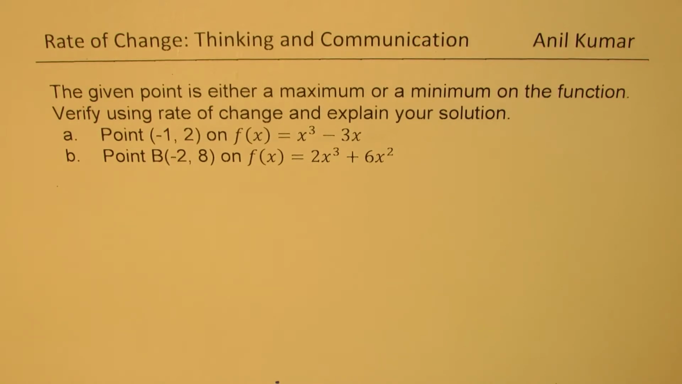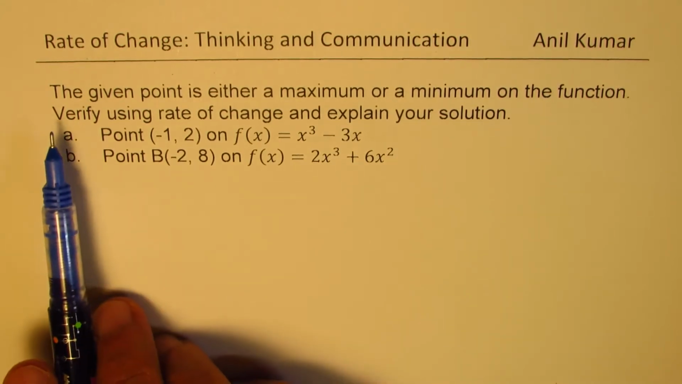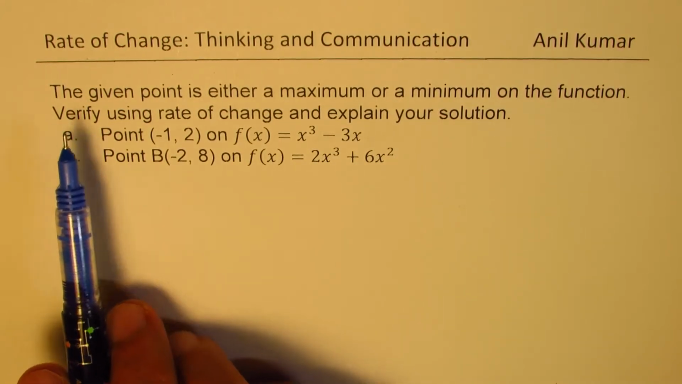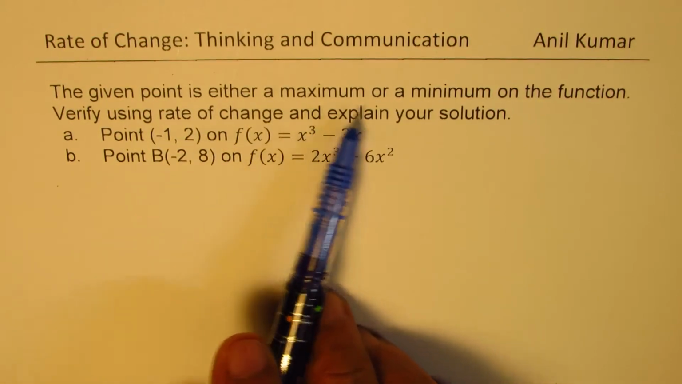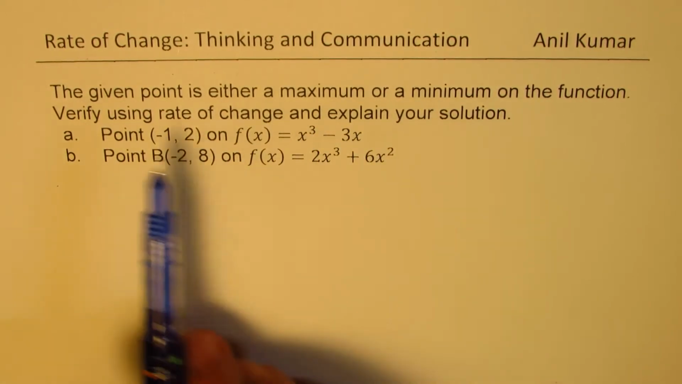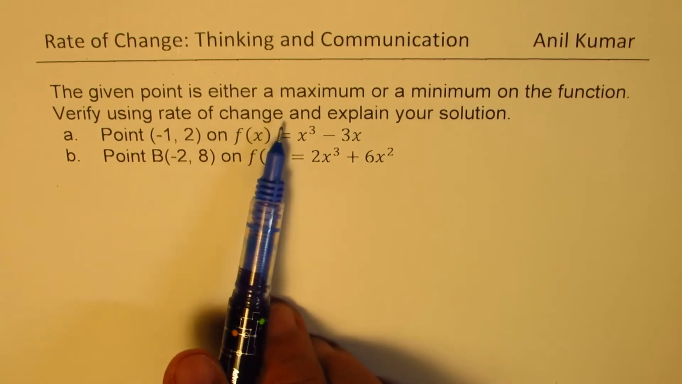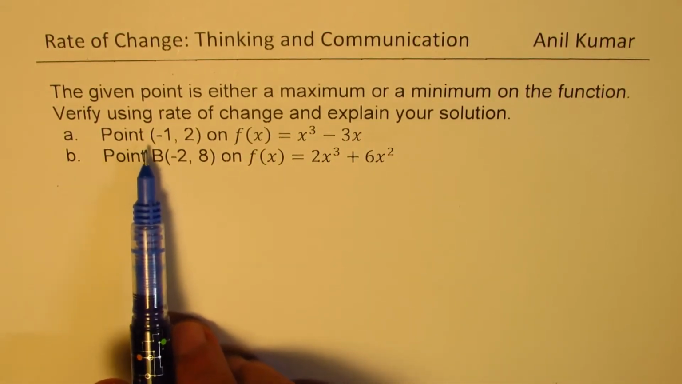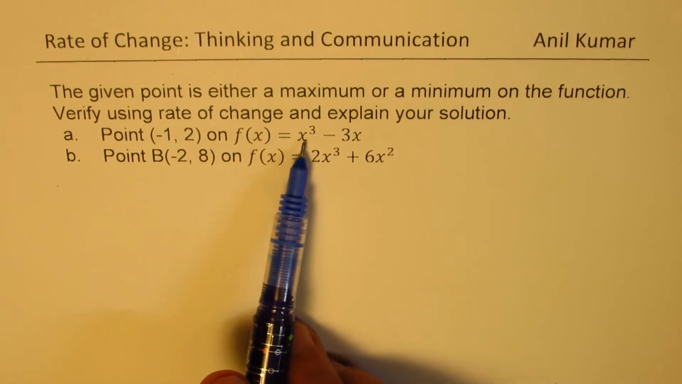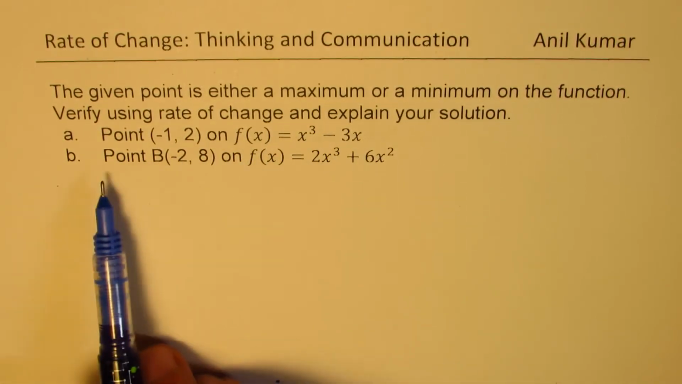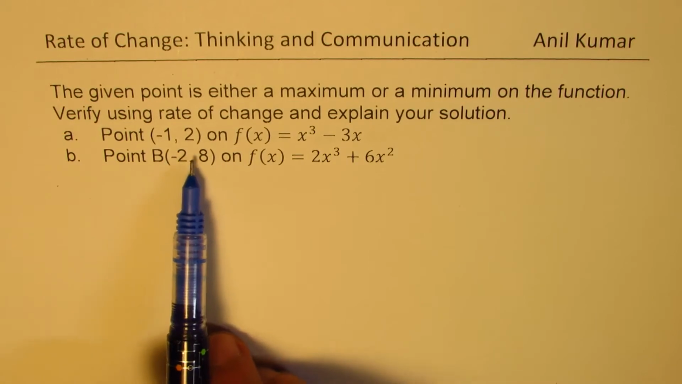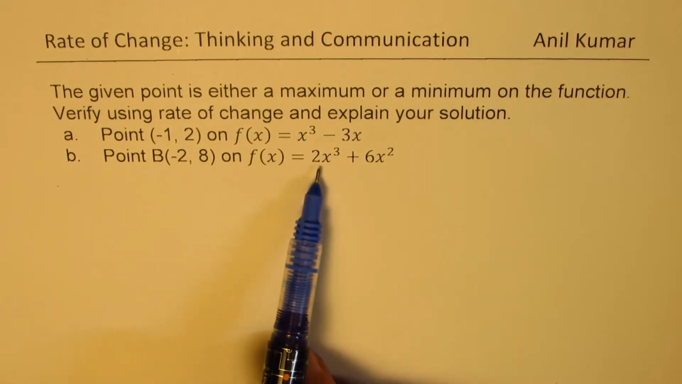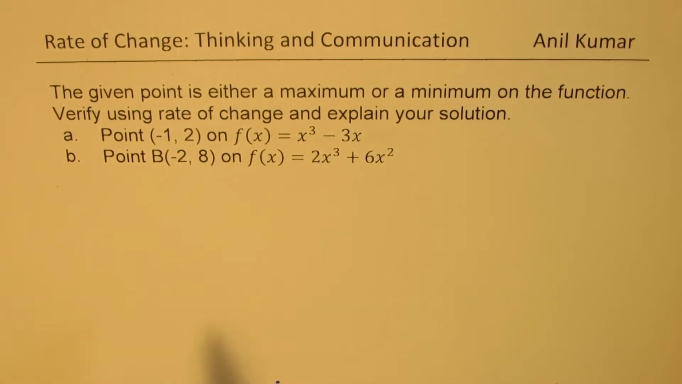I'm sharing with you some thinking and communication questions based on previous test papers. The question here is, the given point is either a maximum or a minimum on the function. Verify using rate of change and explain your solution. So we have two examples here. Point minus 1, 2 on the function x cubed minus 3x. The other one is point minus 2, 8 on f of x equals 2x cubed plus 6x squared.